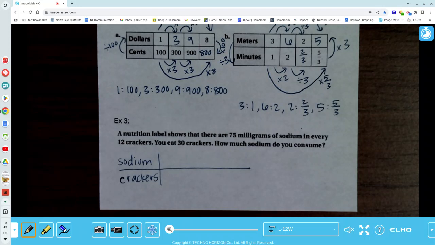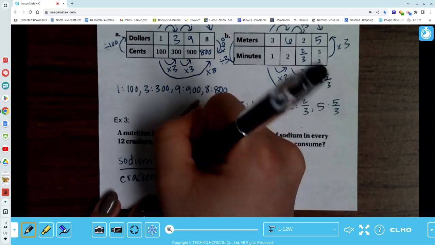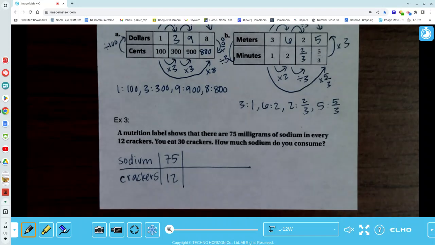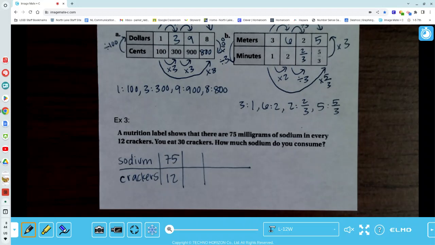What ratio can I start by putting in my table? What is a ratio of sodium to crackers that I know from the problem, where I was given both values, so I know the ratio of sodium to crackers is this amount. Mia? So I know when there are 75 milligrams of sodium, there are 12 crackers. Okay, cool. I got one ratio in my table. I'm only given one other number. That's because they're only giving me one number of the ratio I want, and my job is to find the other one. What is the one other value that I was given?